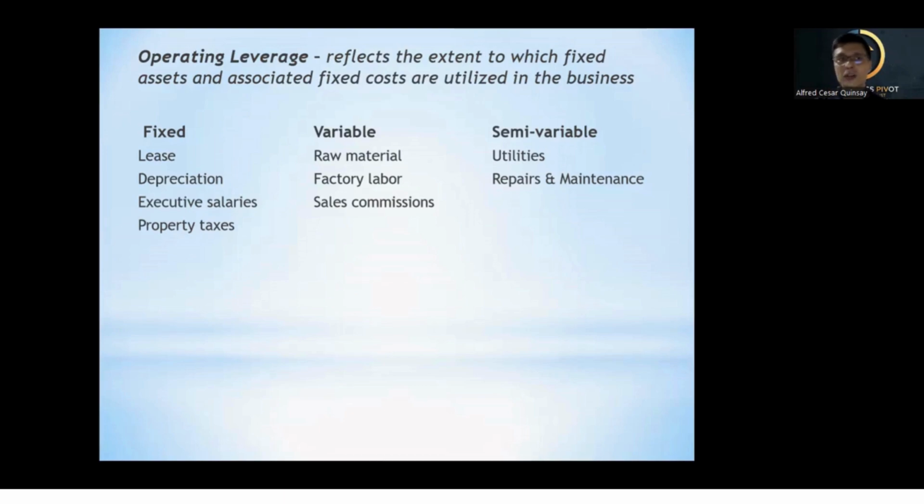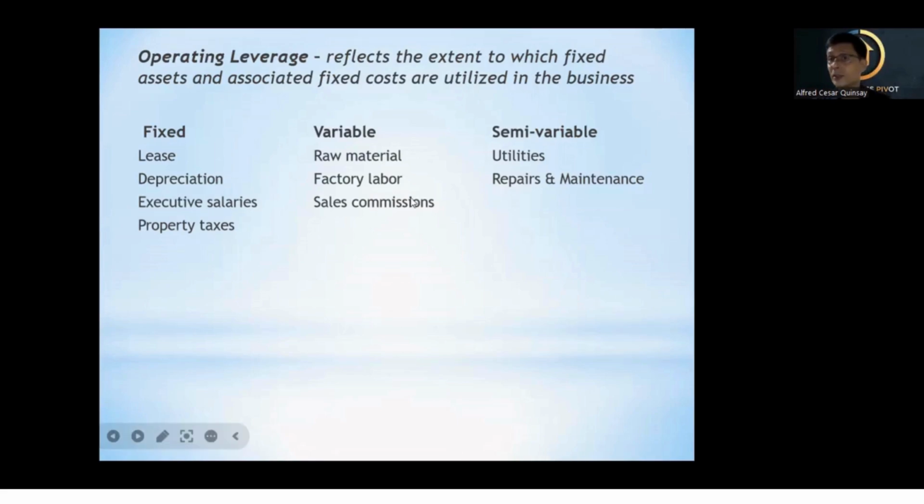So it's fixed 30,000. You may be able to avoid people coming to work. There's no work, no pay, but you cannot entirely avoid the lease or some of the fixed costs, including depreciation, executive salary. Regardless of whether they go to work or not, some executives would still have their salary intact, property taxes as well.